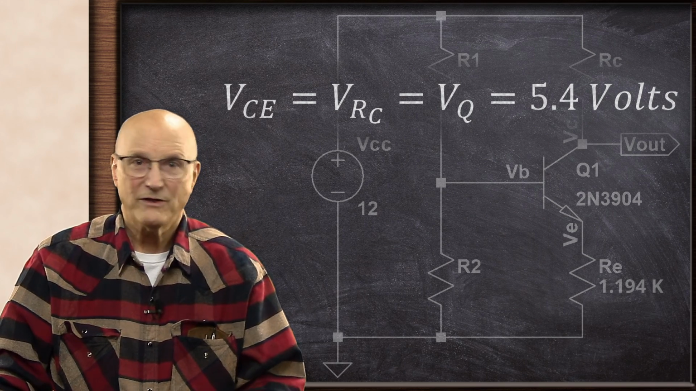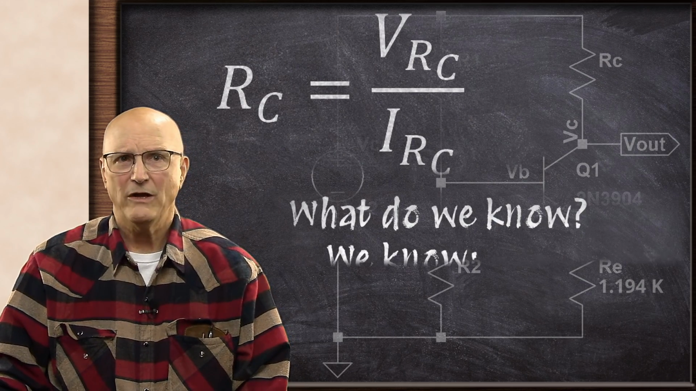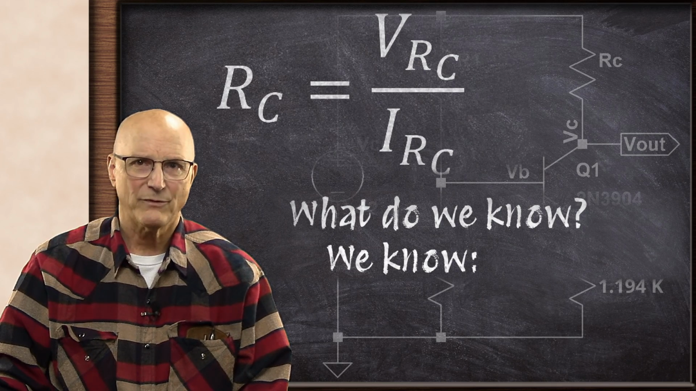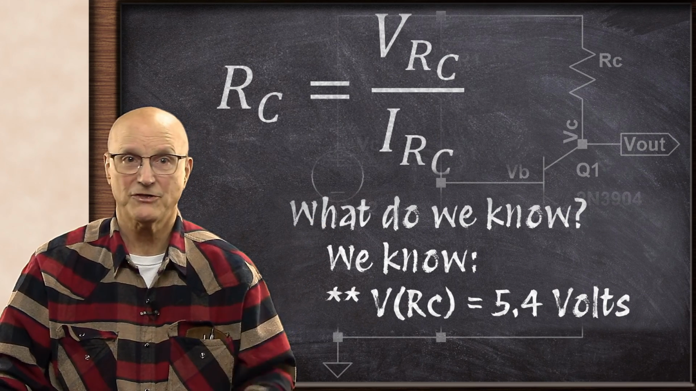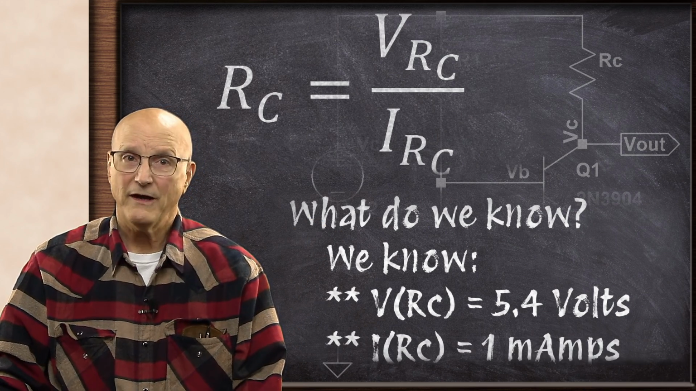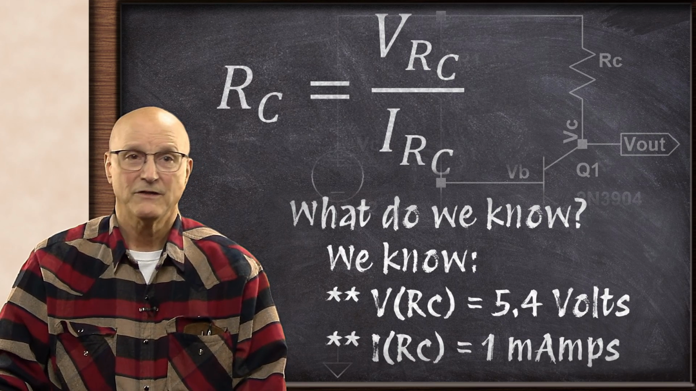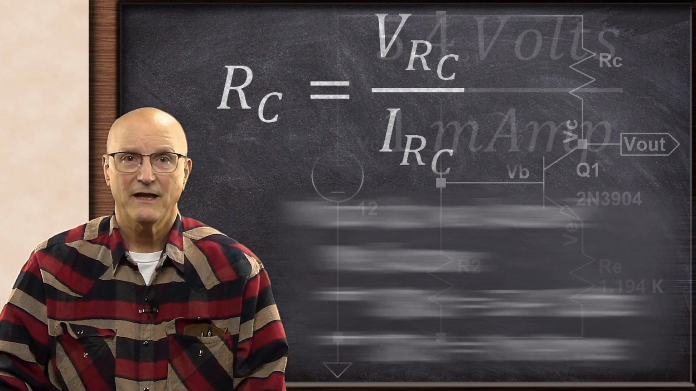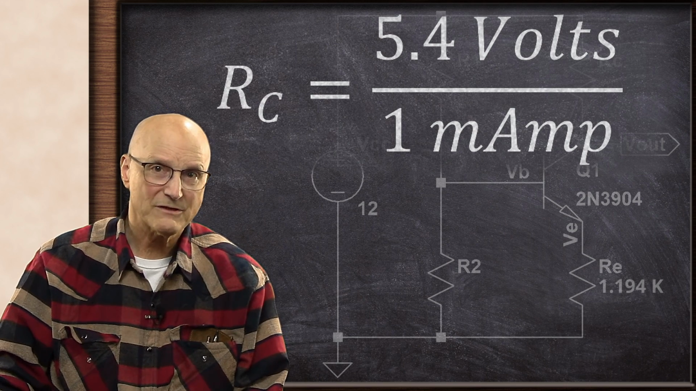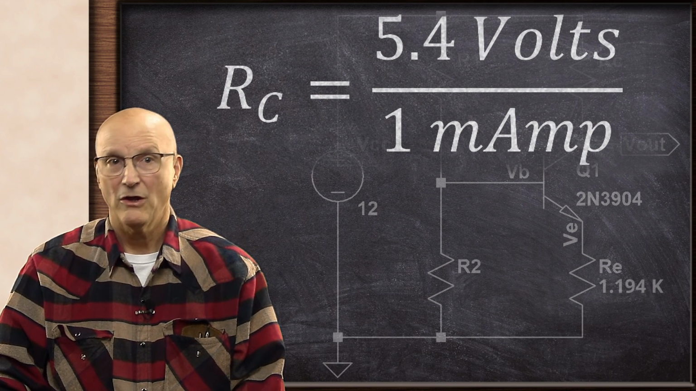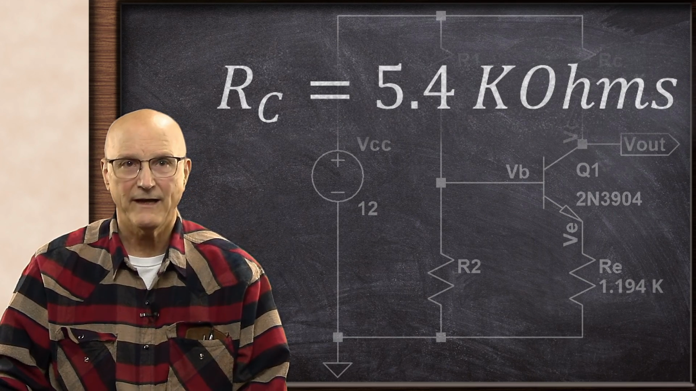So now we can return to our Ohm's law equation. And well, what do we know? We know that the voltage across the collector resistor, VRC, is 5.4 volts by our last calculation. We know that the current through it, IRC, is 1 milliamp by our design constraint. So making these substitutions gives us that the value of the collector resistor is equal to 5.4 volts divided by 1 milliamp, which yields a collector resistor value of 5.4 k ohms.